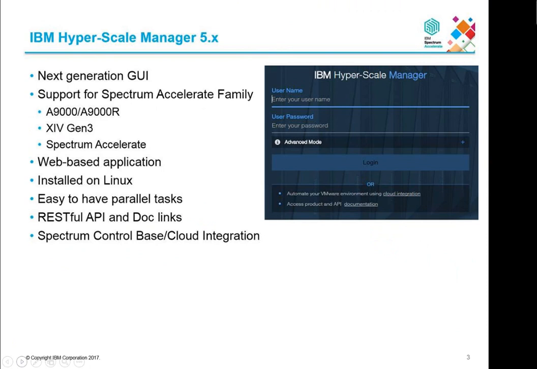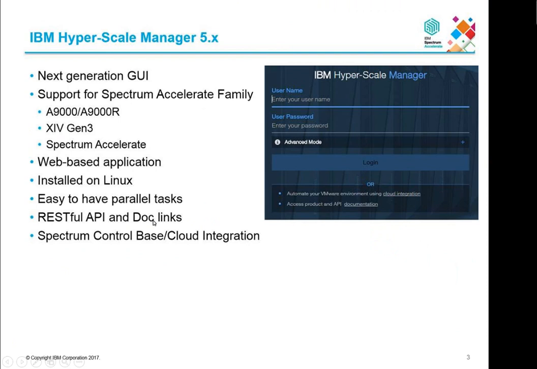So Hyperscale Manager is probably the main tool for managing. Again, the next would be the CLI. It does support the entire Spectrum Accelerate family, so I can manage my A9000s, XIV Gen 3s. I won't manage a Gen 2, but we'll manage a Gen 3. And also Spectrum Accelerate can be managed through the same GUI. It's web-based and installed on Linux, typically on a virtual machine. The big difference from this and what I call the classic GUI, the XIV GUI, it's very easy to have parallel tasks running in this one, where it's not that easy to have parallel tasks running in the classic one.